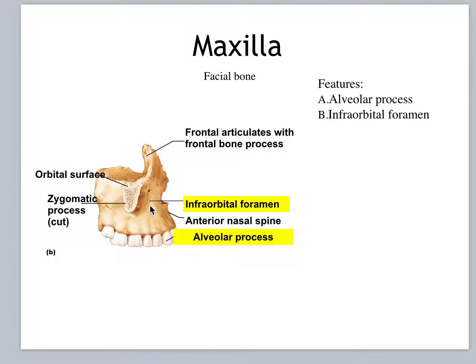There are alveolar processes, where the teeth are located. And there's an infraorbital foramen here. Just like there's a supraorbital foramen in the frontal bone, there's an infraorbital foramen in the maxilla. These features are listed here.